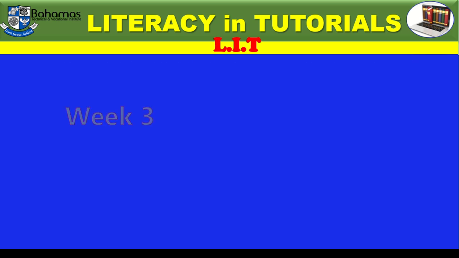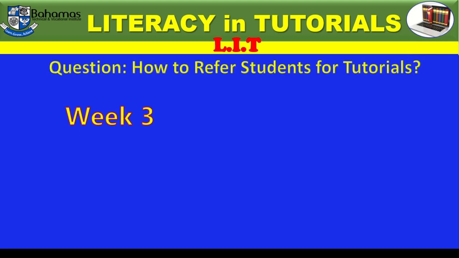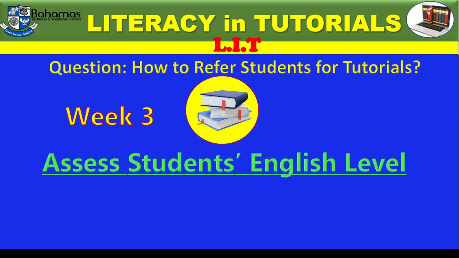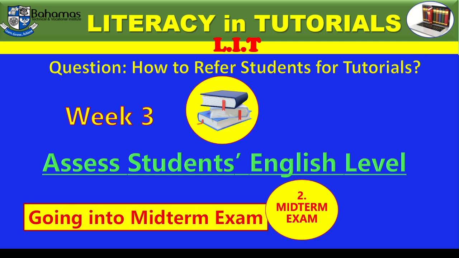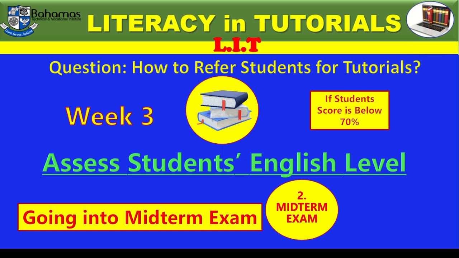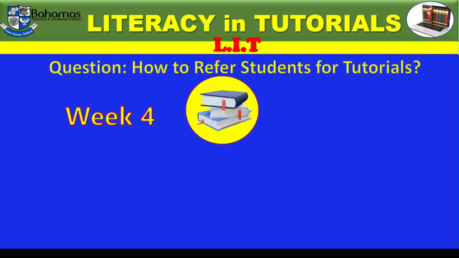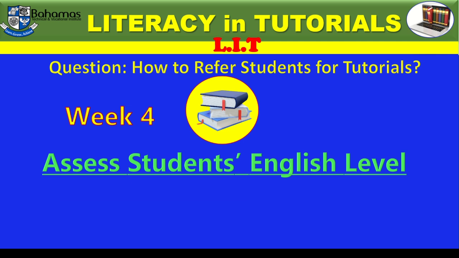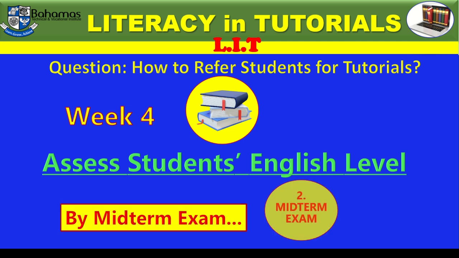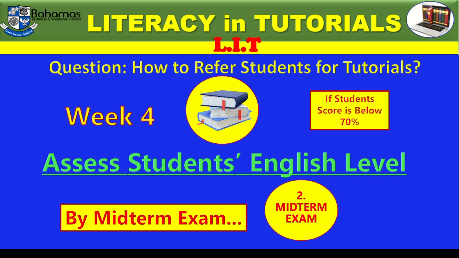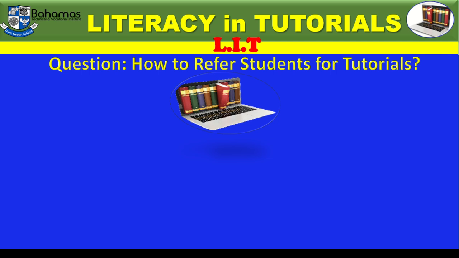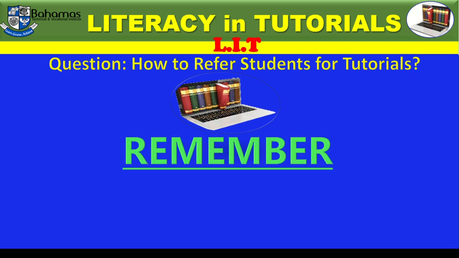For week 3, assess the student's English level again going into midterm. Reminder, if the student or students' overall score is below 70% in homework or assignments, remember to refer them. Midterm is here. By midterm checkmate, you know your absentees that are failing. Refer them. Nah, throw out the lifeline. Someone is sinking today. Remember week 4, midterm? Not midterm break. Should scores be below 70% in any of your classes, please refer them. Remember.